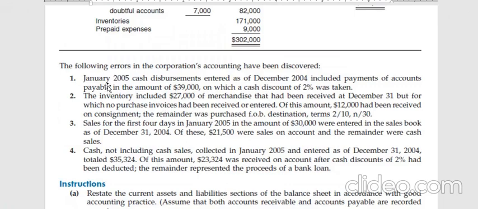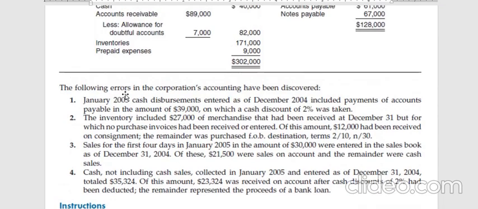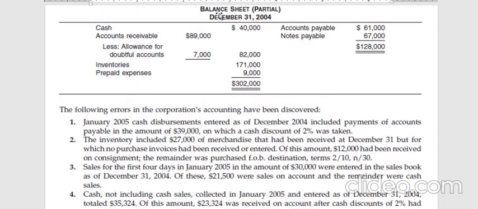Now in our first transaction we had January 2005. Now this January 2005 is different from what we are considering. We are considering 31st December 2004. So obviously there is a problem here. In January 2005, a cash payment or disbursement was entered in the books of accounts as of December 2004. So the money was paid in January 2005, but it was mistakenly recorded in December 2004.